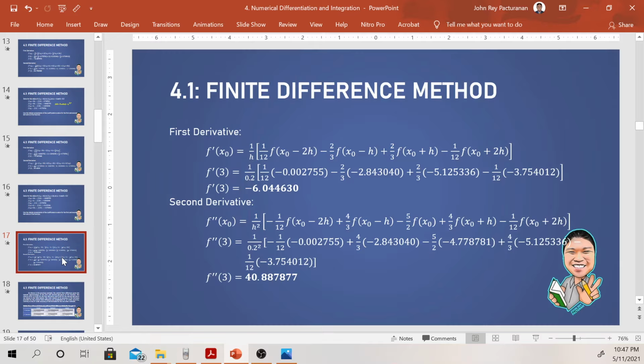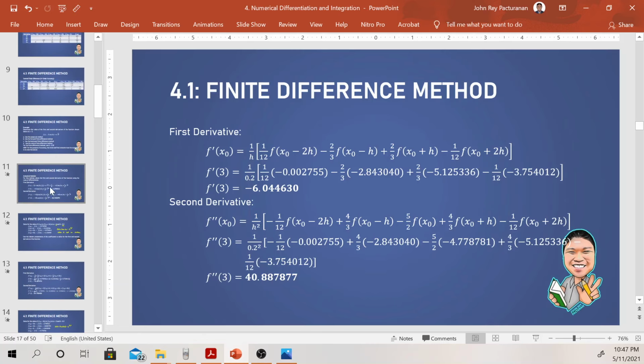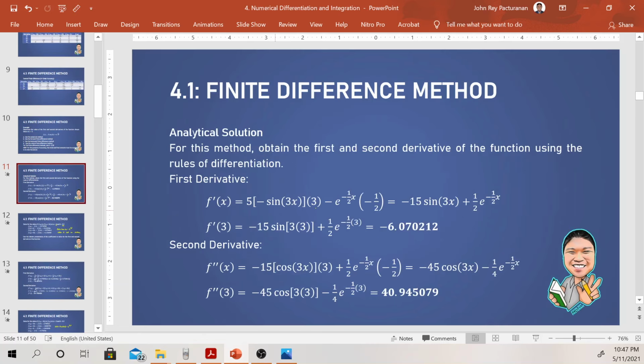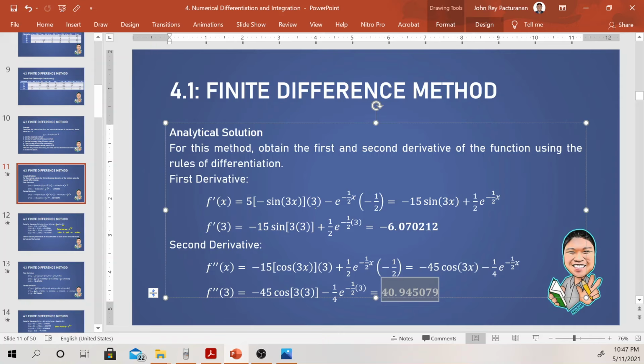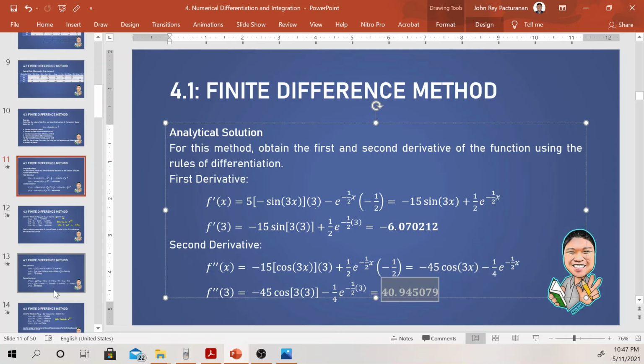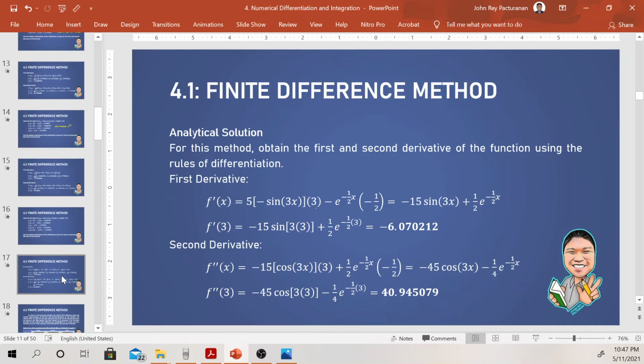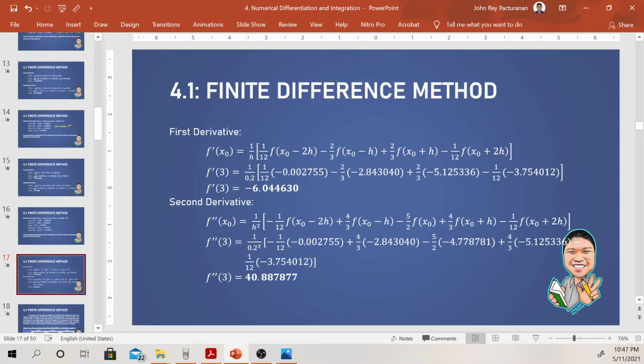Among doon sa forward, backward, and central, si central yung pinakamalapit doon sa analytical. Remember na itong analytical solution natin, siya yung eksakto. Kasi ginamit mo talaga yung rules ng calculus, di ba? So, for the first derivative, negative 6.070212. For the second derivative is 40.945079. If we are going to compare that in the central, napakalapit.